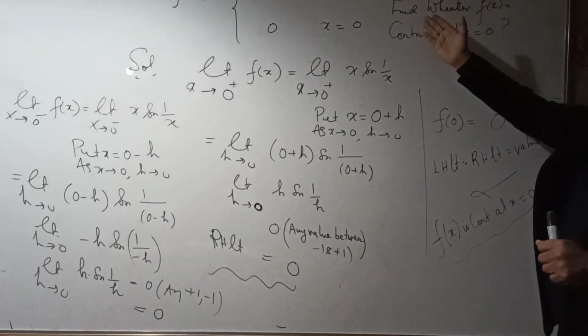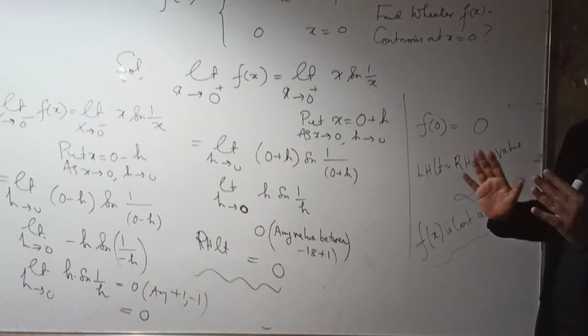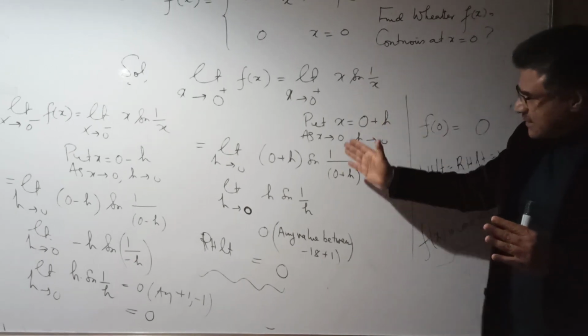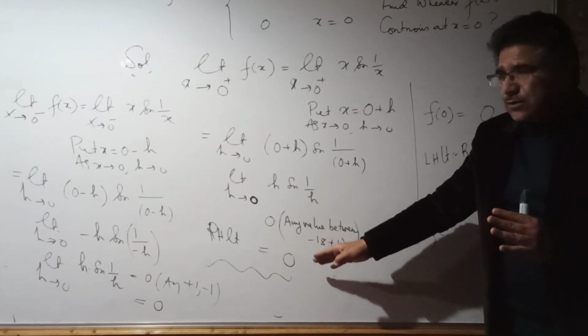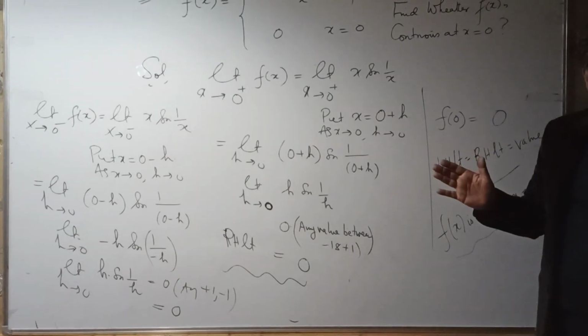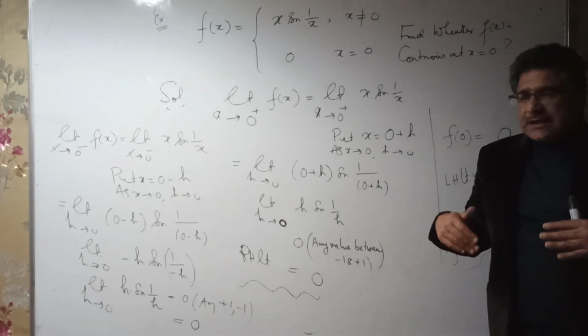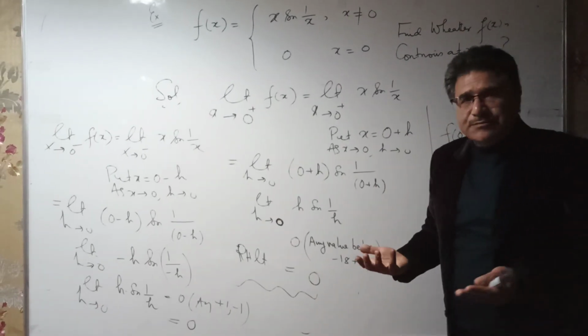So my question was to find whether the function is continuous at 0 or not. So I have proved mathematically, first of all that the left hand limit is 0, then the right hand limit is 0, then the value is also 0, therefore all the three are same, therefore the function is continuous. This is how to solve this example. Now after this I will take another example.